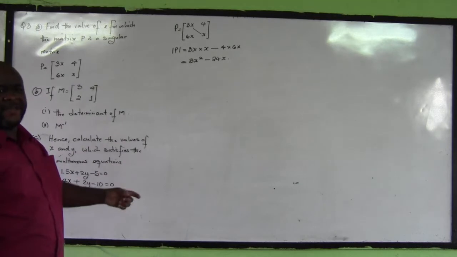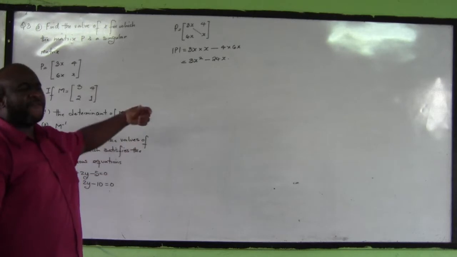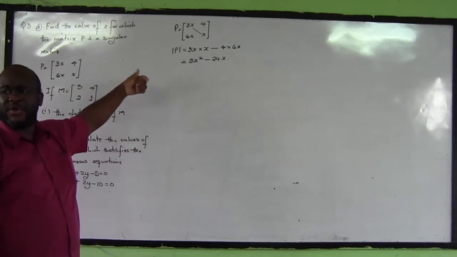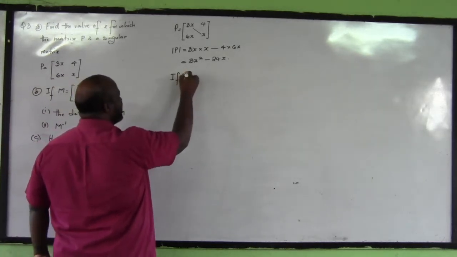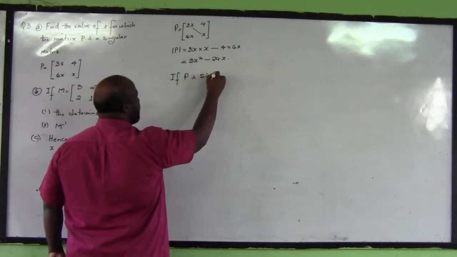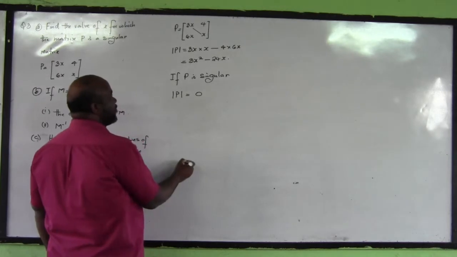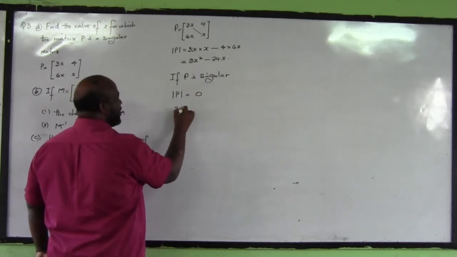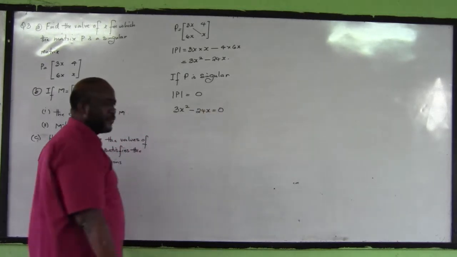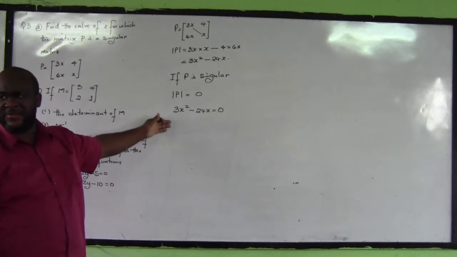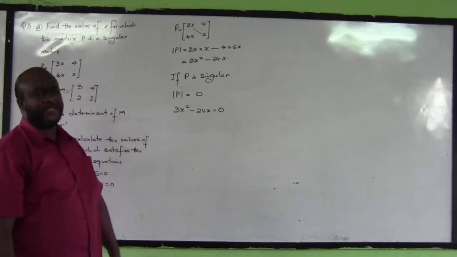Now we're asked to find the value of x for which the matrix P is singular. If the matrix P is singular, its determinant will be equal to 0. So therefore, if P is singular, the determinant of P would be equal to 0. But the determinant of P is 3x squared minus 24x, which is equal to 0. So right now we're no longer in matrices, we're actually in algebra. Let us solve this simple quadratic equation.